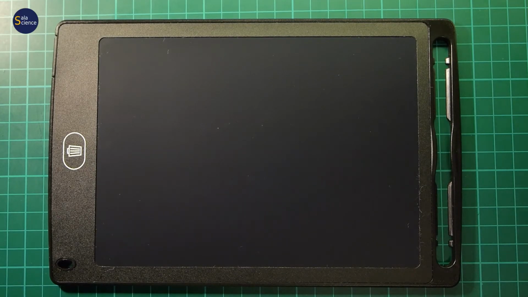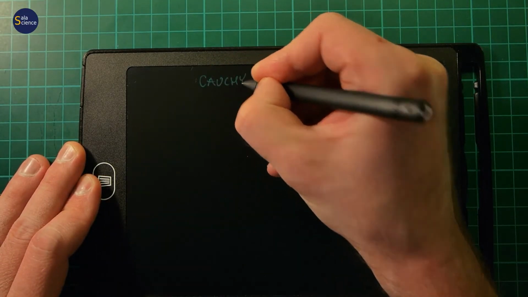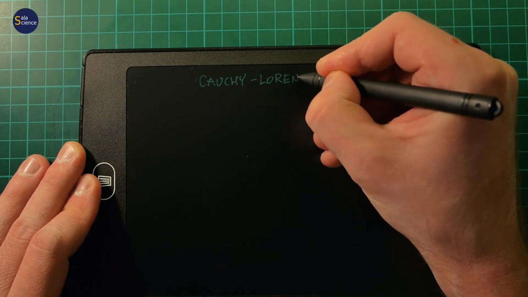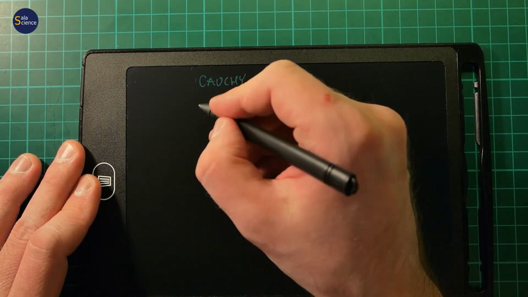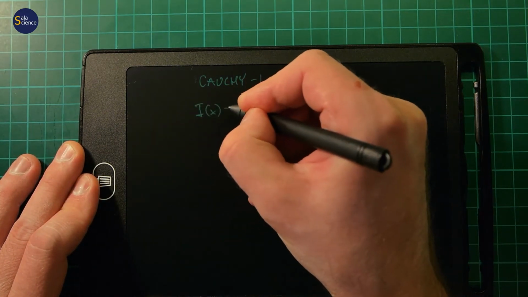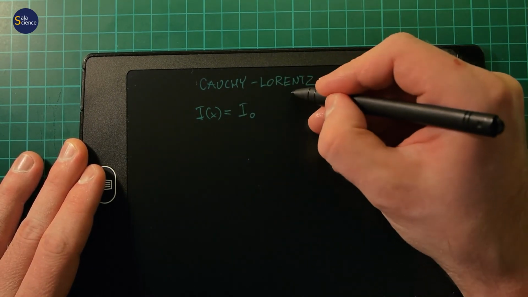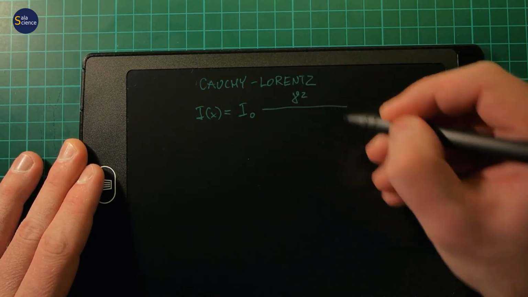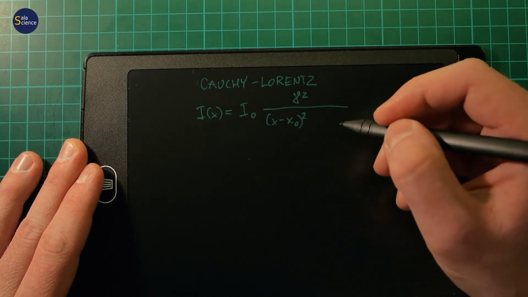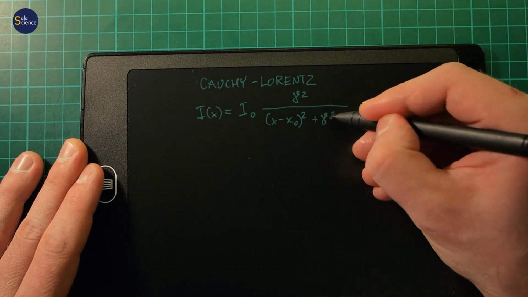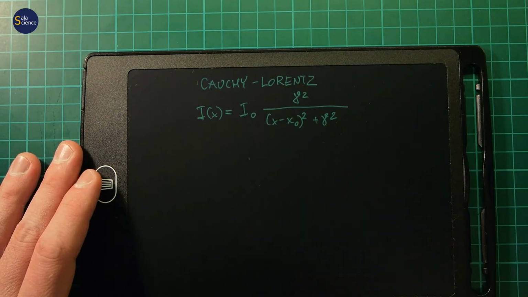Sometimes it's called the Cauchy-Lorentz function. By definition, the intensity in one dimension is I naught gamma squared over x minus x naught squared plus gamma squared, where x naught is once again the position of the maximum.